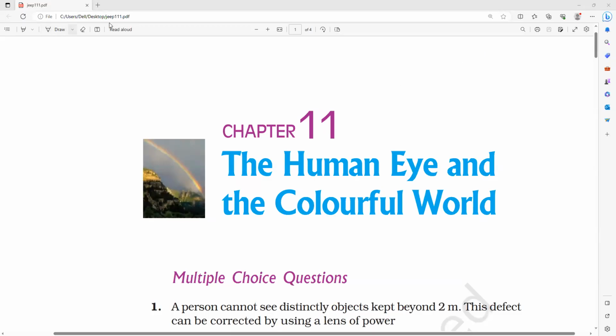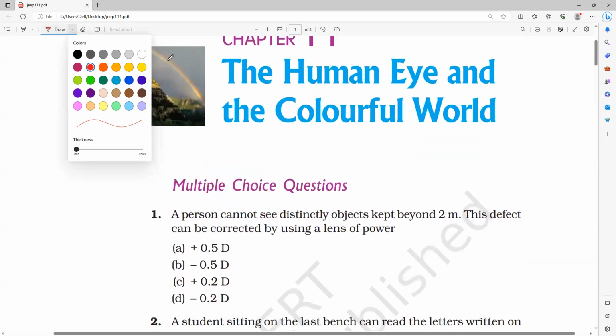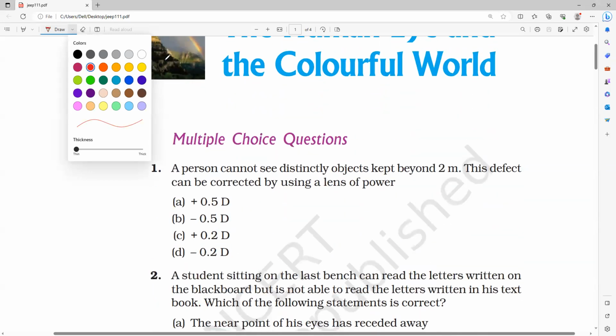The next one is physics. So we all know this very well. Chapter 11, The Human Eye and the Colourful World. The first MCQ in Exemplar one.